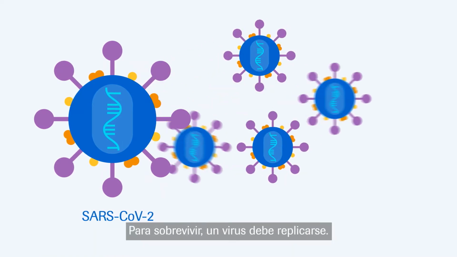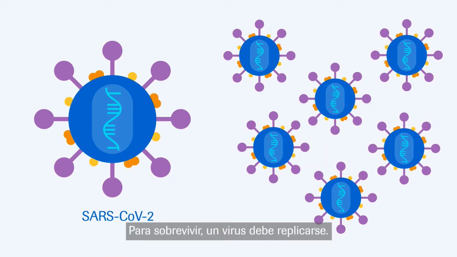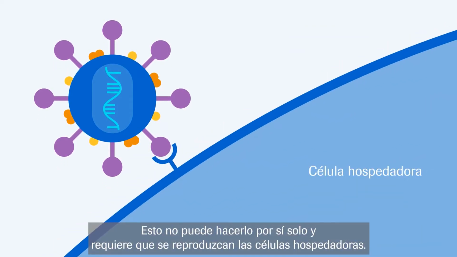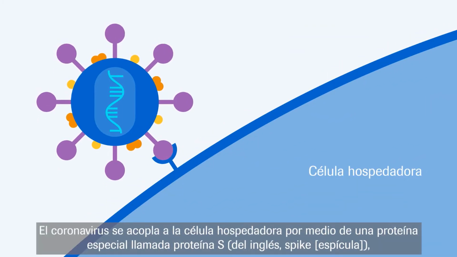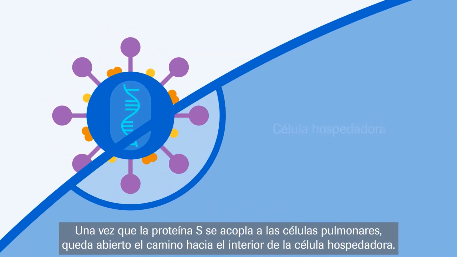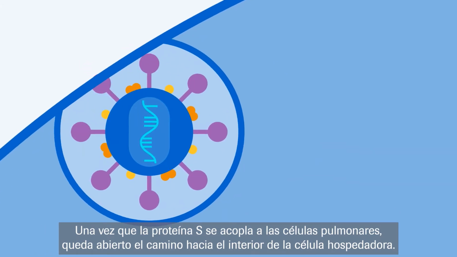In order to survive, a virus must replicate itself. It cannot do this on its own and requires host cells to reproduce. The coronavirus docks itself to the host cell using a special protein called the spike protein that favors receptors on the surface of lung cells. Once the spike protein is docked to the lung cells, the way into the host cell is open.